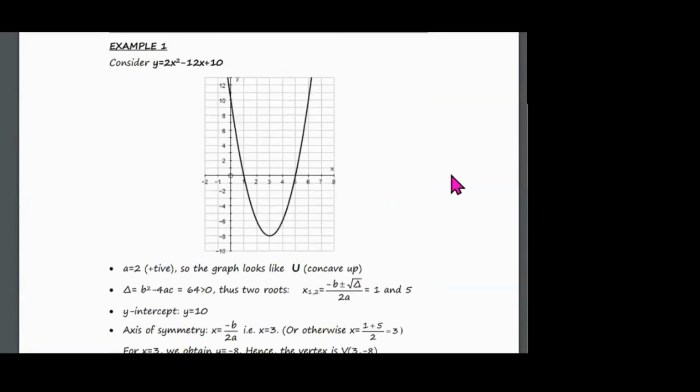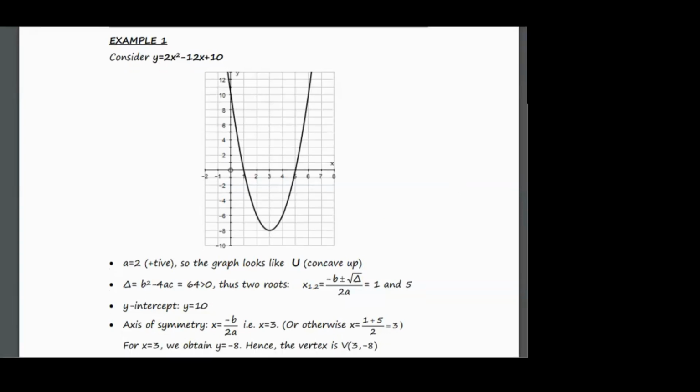Let's take an example to clarify everything. Just take a look at this example, beta, and let us discuss every point. The example says I have an equation y is equal to 2x square minus 12x plus 10. First of all, I will check whether my quadratic function is valid or not, because it's in the format of ax square plus bx plus c, right?